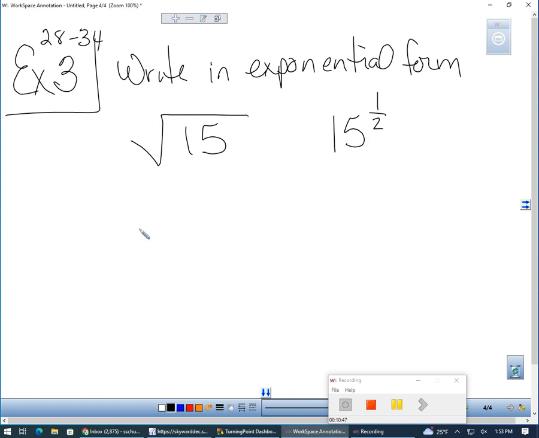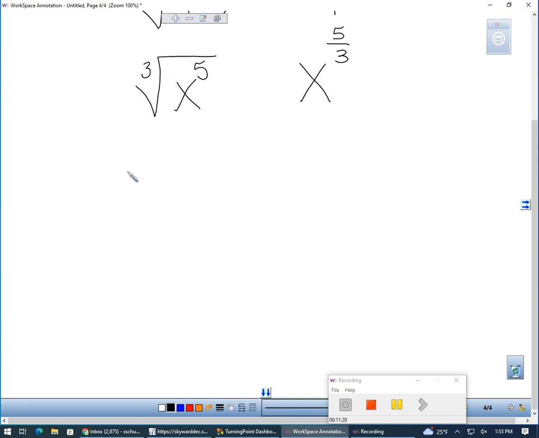So what if I had the cube root of x to the 5th? Yep, x to the 5/3. It is always the power over the root. Okay, so let's get one a little bit trickier. Let's say I have the 4th root of 7x squared.